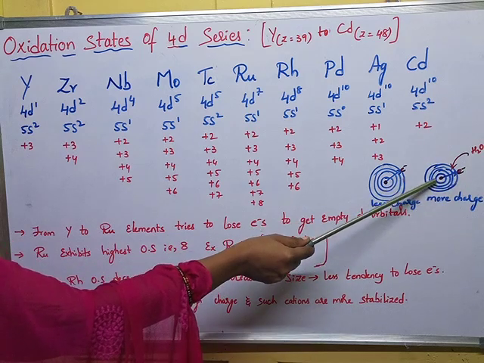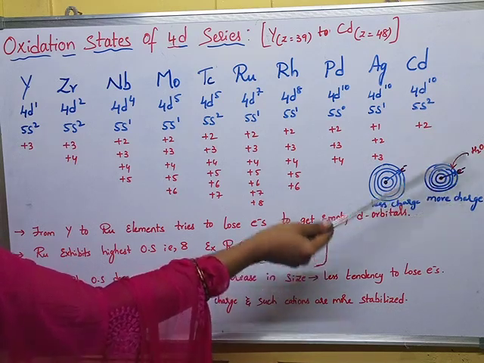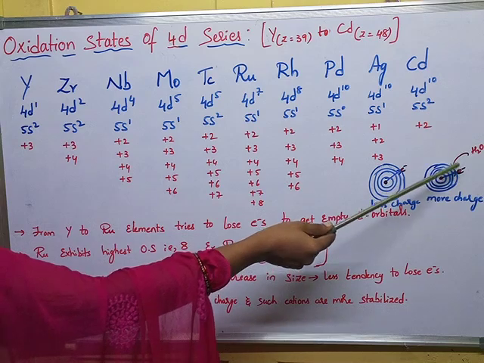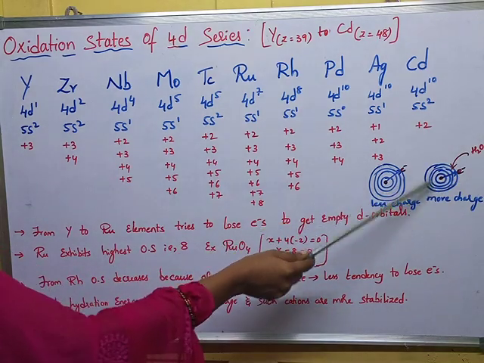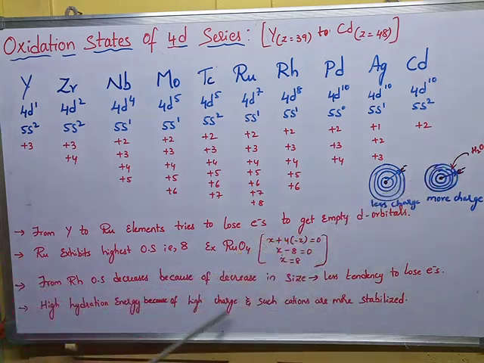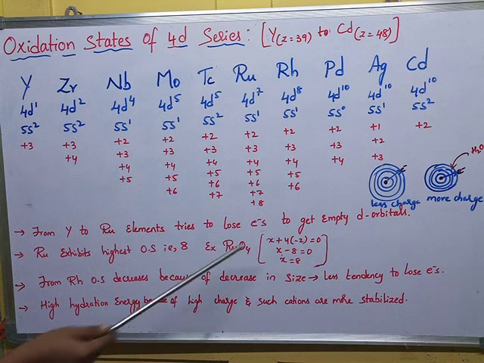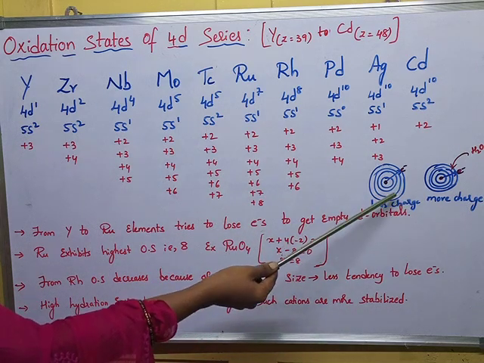Whenever size is decreasing, this element tries to absorb water molecules. The process of absorbing water molecules releases energy. So whenever an element absorbs water molecules, it releases some energy. That energy is called hydration energy. These elements will have high hydration energy. Due to that, they'll get stabilized.